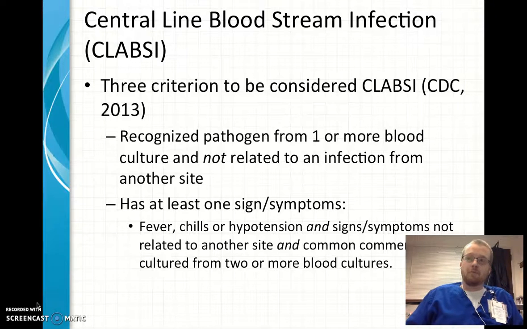The common commensal is considered Candida albicans, staph, Enterococcus, Klebsiella, Pseudomonas, or Staph aureus.